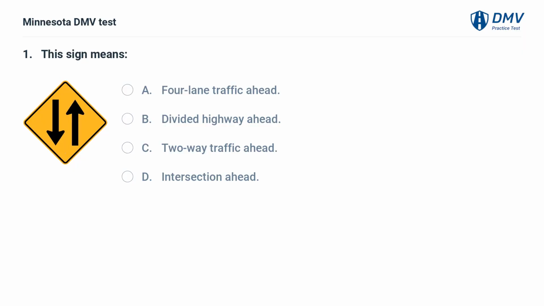This sign means A. 4-lane traffic ahead. B. Divided highway ahead. C. 2-way traffic ahead. D. Intersection ahead. C. 2-way traffic ahead. This sign warns of 2-way traffic ahead.